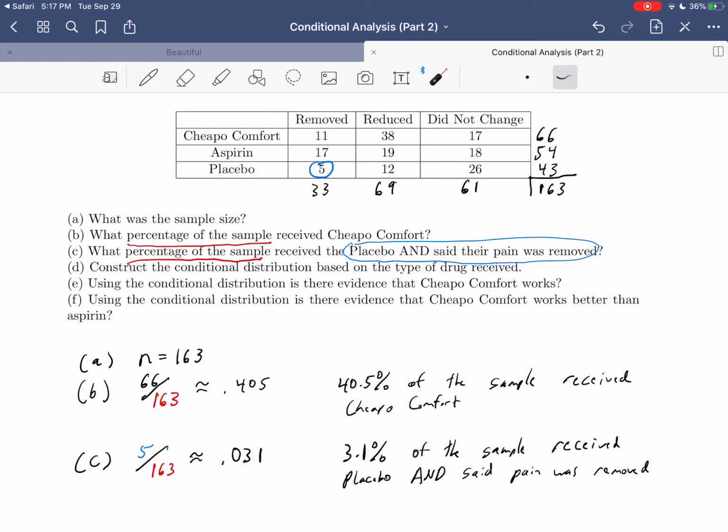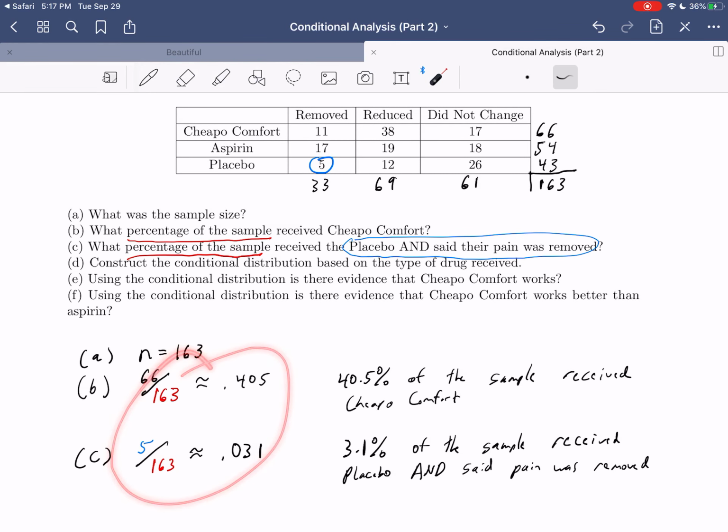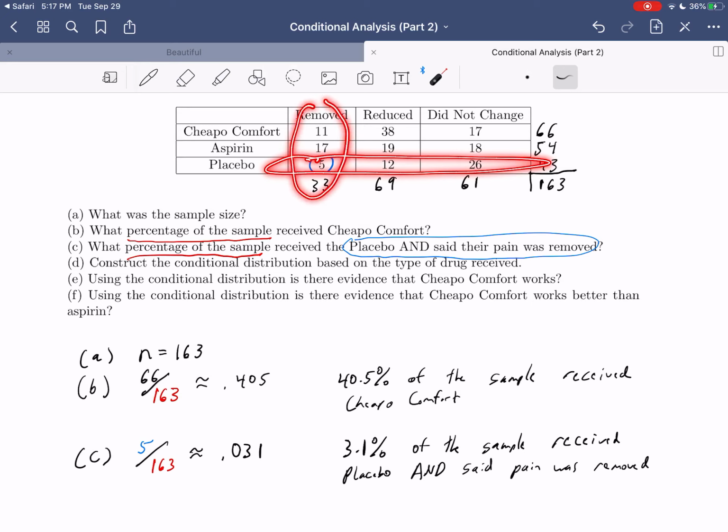So the key thing to think about here in terms of terminology, these two things that we did right here were both relative frequencies. We were dividing in both of them by 163 because it's the percentage of the sample. The key thing in C also was that "and" indicates the intersection. It was the intersection of all the people who took the placebo with all the people who had their pain removed. So it had to be just those 5 individuals that had both of those traits.